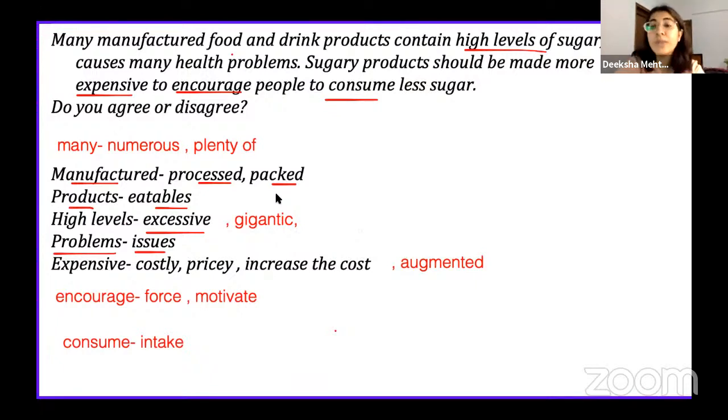So yes, great. You can change the word consume and you can say consumption as well. That's a great idea. Perfect. Biba, please don't use a template for writing. Don't use it because the examiners are trained, so they can make out if you've used a template.